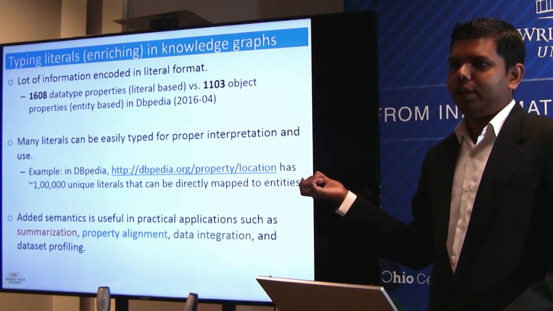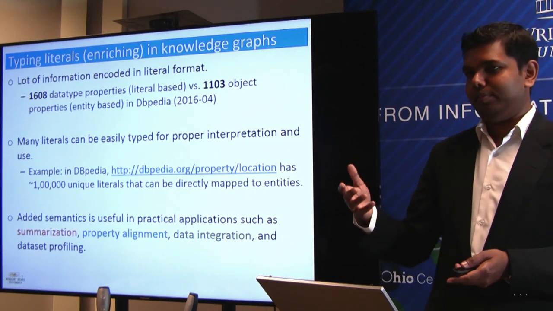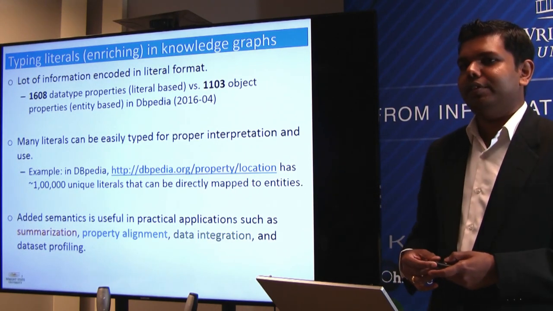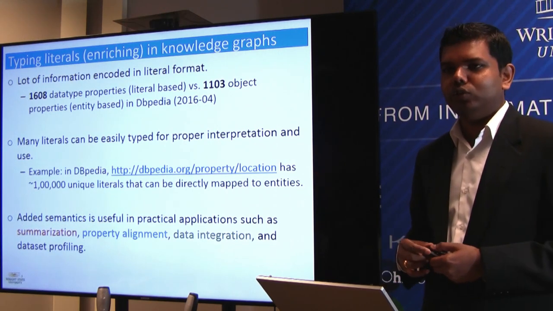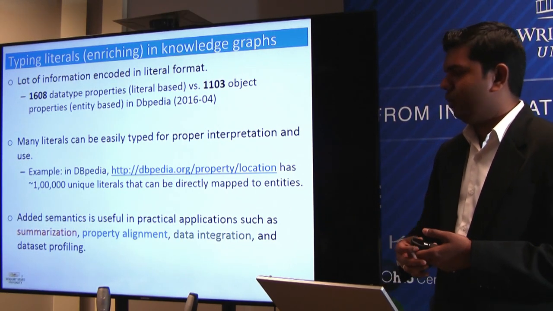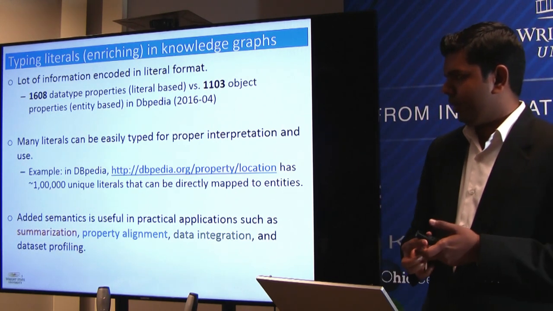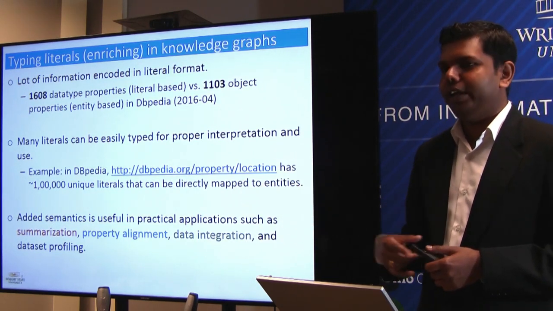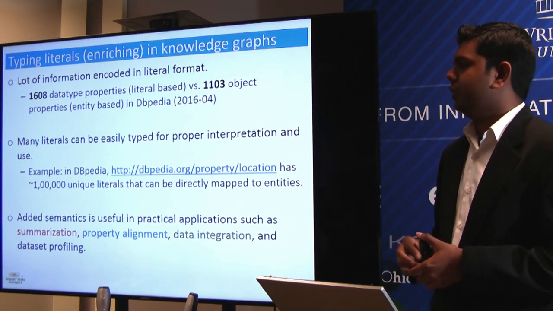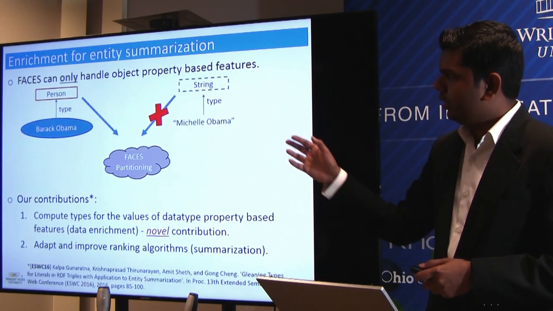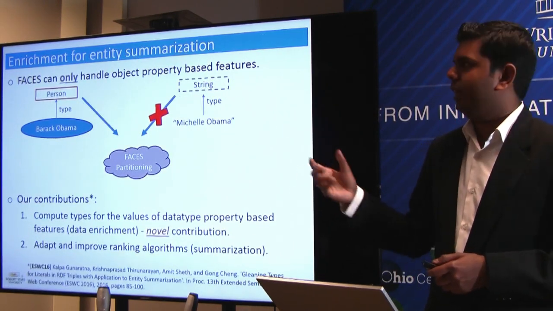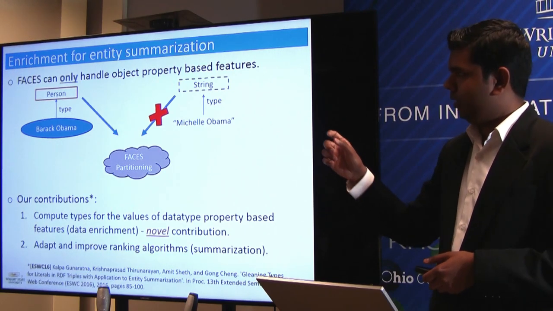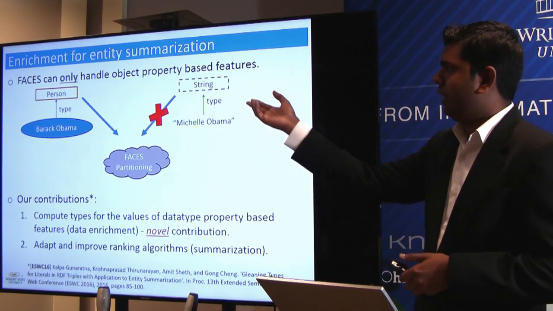They could have been typed by assigning a class from the ontology, for example, as a country or a place, which is not happening. Because of that, we cannot use it in our clustering, and other applications may also not be able to use it for data integration and alignment, because we don't get anything semantic here. By assigning types for these properties, we take entity summarization as a use case and show that it is useful.